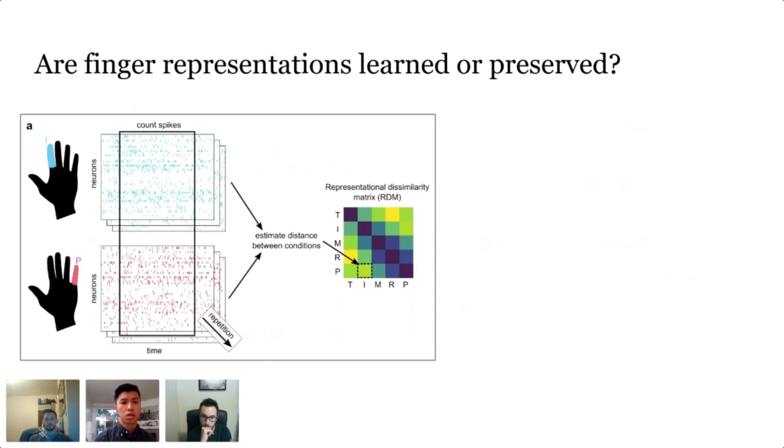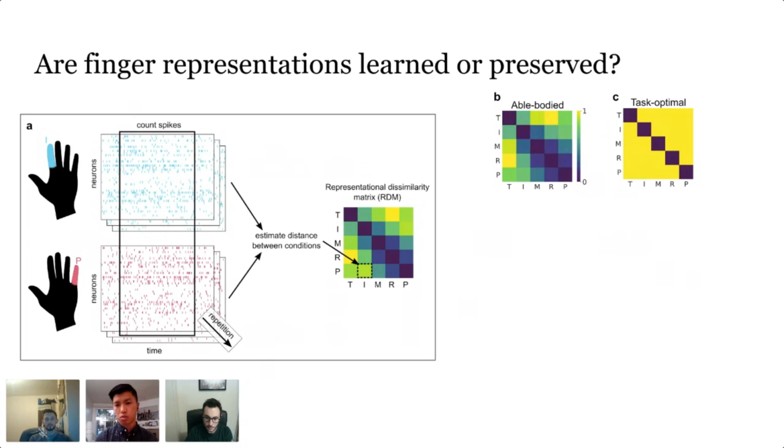To investigate this question, we used representational similarity analysis. We quantified the representational structure by taking the firing rates during each movement condition. I'm showing here an example of the index and the pinky finger, and we're binning the firing rates during the actual or attempted movement, and calculating a cross-validated distance by using trials across the different repetitions of each finger. This gives us one element of a pairwise distance, and this is one element of the representational dissimilarity matrix. And if we combine over all the pairs, this gives us the full RDM.